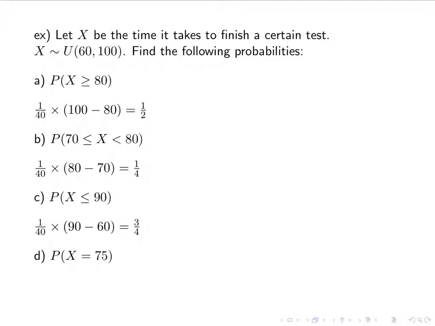And then lastly, the probability that x equals 75. The probability that x equals a number when it is continuous is always the same thing no matter what that number is, and that's 0.